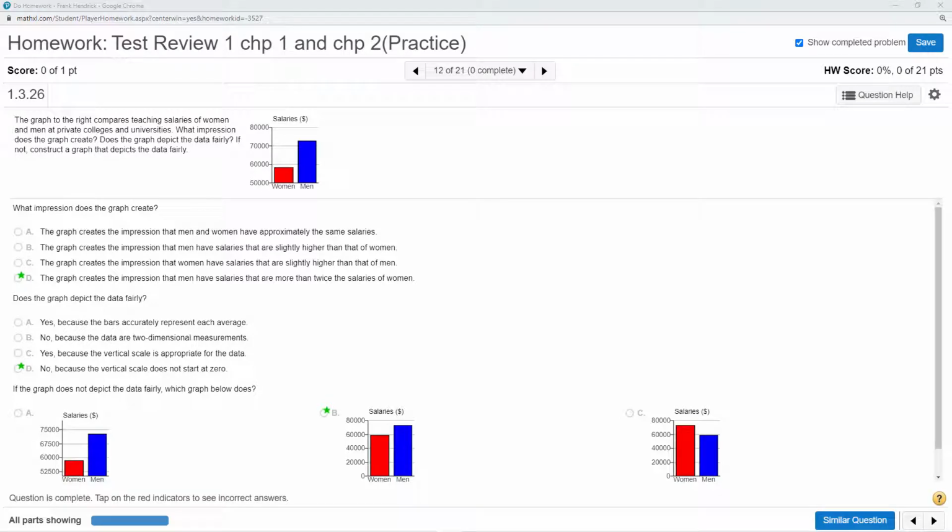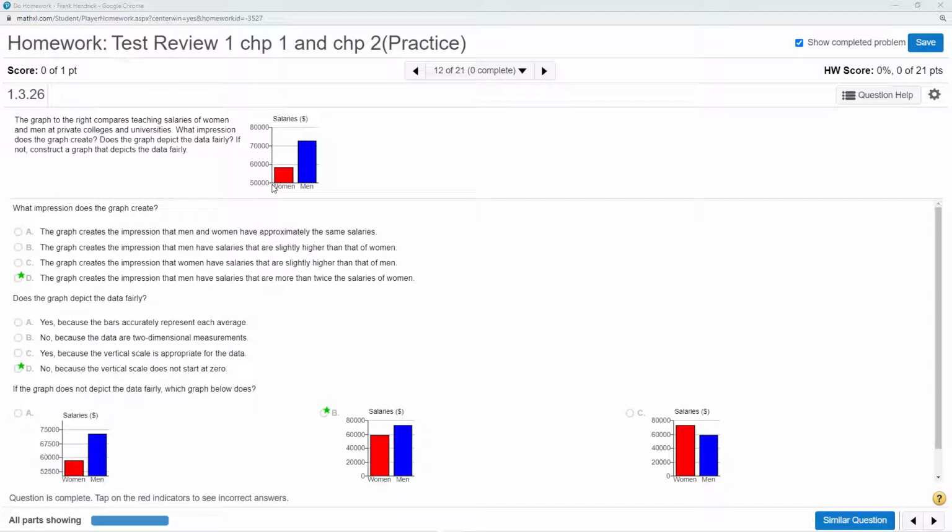Now, the purpose of this problem is to make you aware of certain types of techniques people will use to allow you to draw false conclusions about certain graphs. Okay, when we look at this graph here, we see that it appears that it looks like men earn almost 2.5 to 3 times as much as women. That's how it appears. But that's a false conclusion.